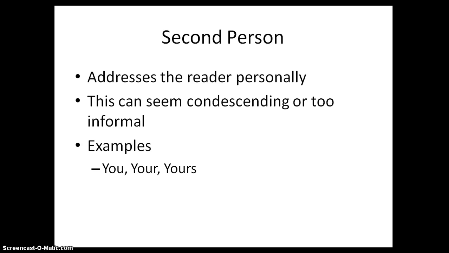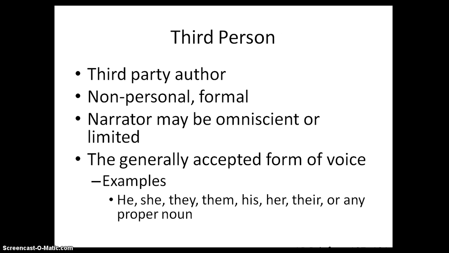Second person addresses the reader personally. This can seem condescending or too informal. Examples of second person are you, your, or yours. Third person is the third party author, non-personal, formal. The narrator may be omniscient or limited. It is the generally accepted form of voice for writing. Examples of third person are he, she, they, them, his, her, their, or any proper noun.